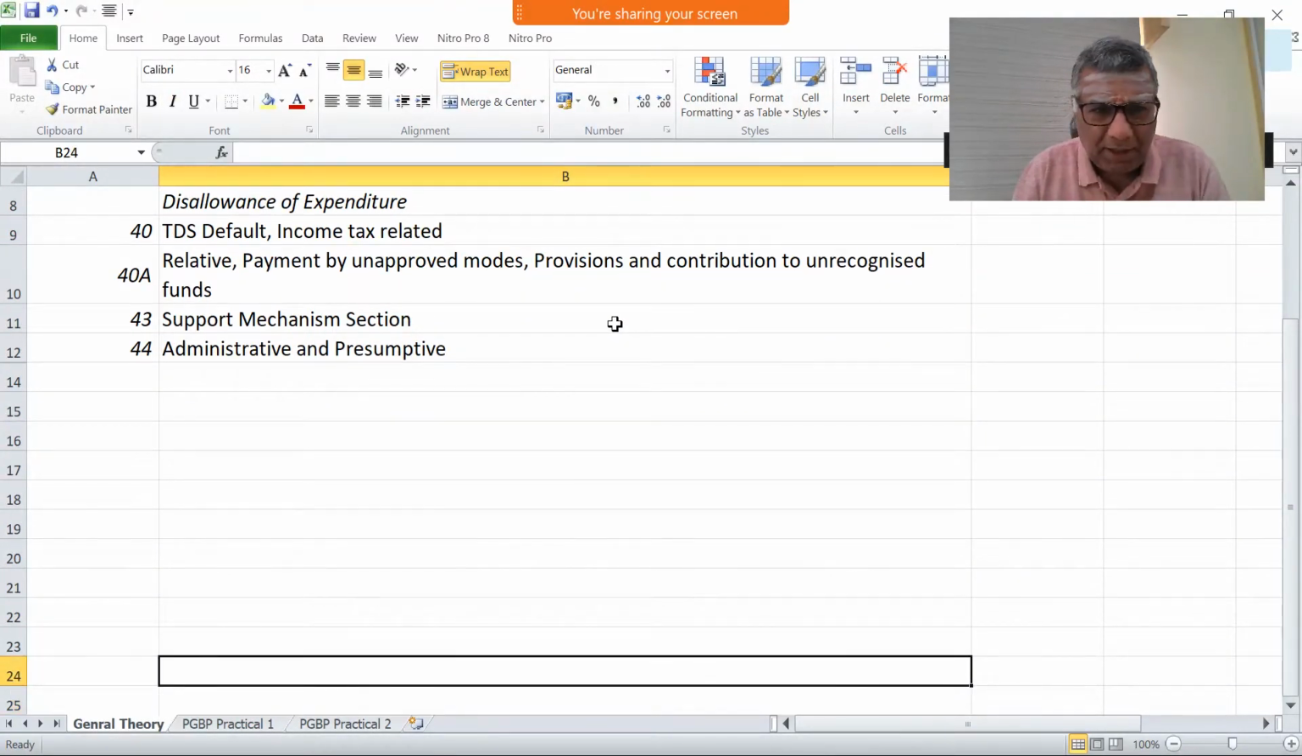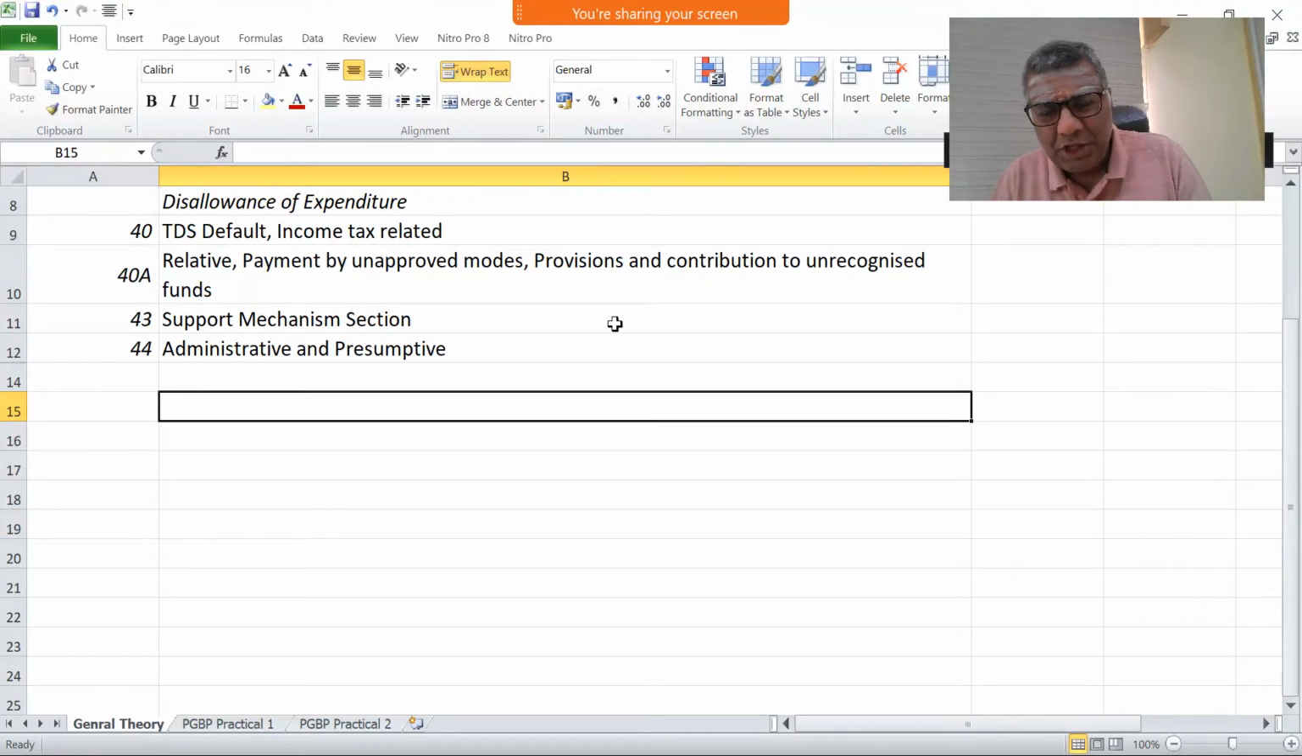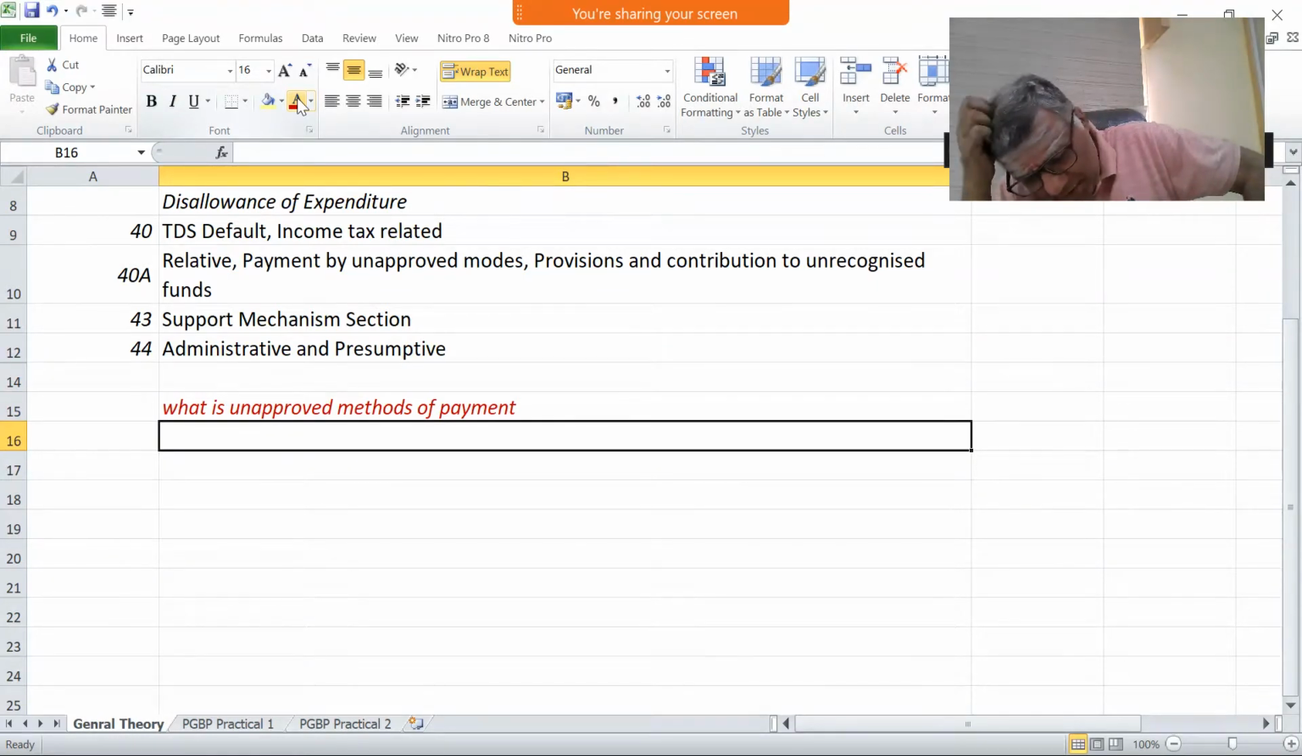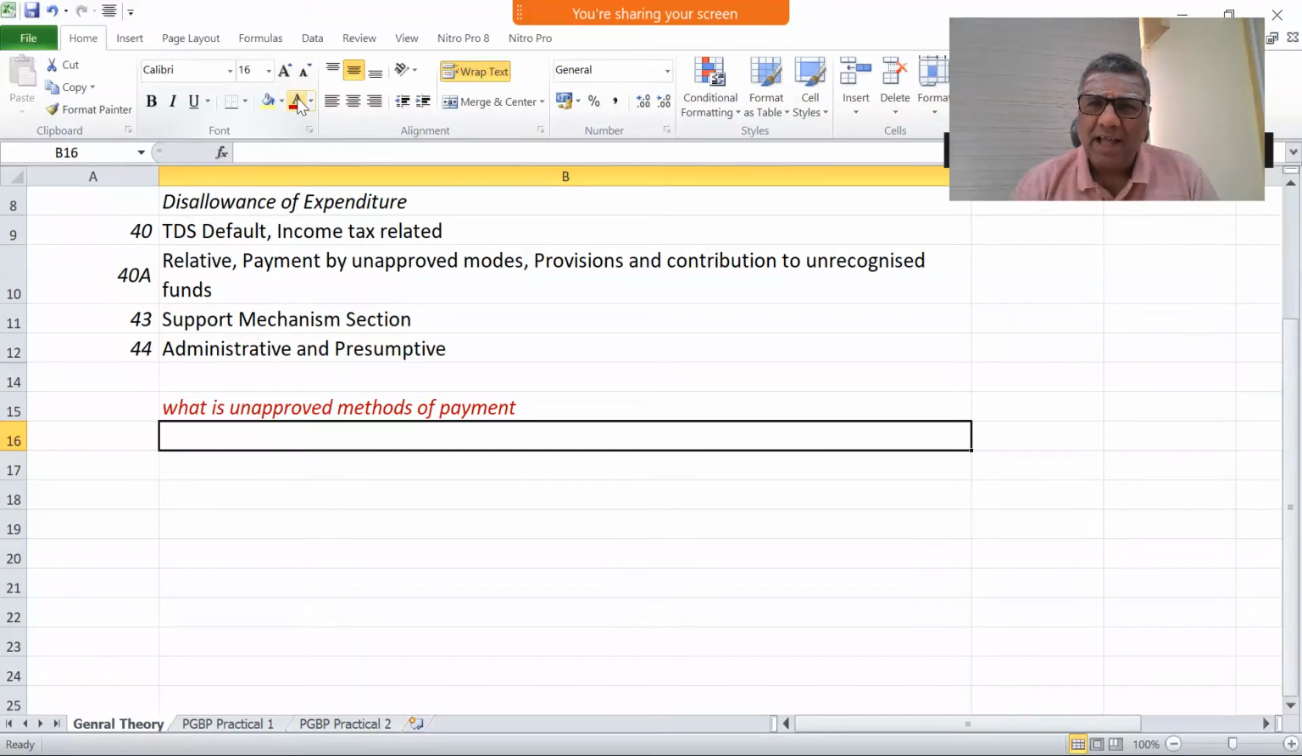Before going into the chapter, I want to take up one more thing so that it is clear everywhere. Before even entering direct taxation as a whole, what are unapproved methods of payment? Everywhere we are going to see if payment is made in excess of rupees 10,000 on a single day to a particular person, otherwise than by account payee cheque, account payee draft, banking or electronic channels, various approved modes. So let us go by the reverse. What are all considered as unapproved?